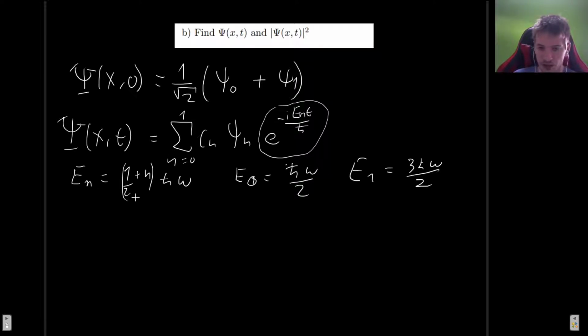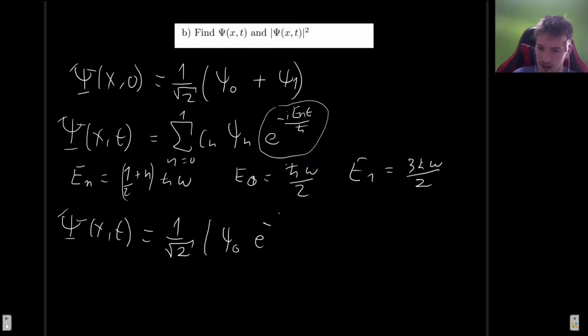Okay, so there's that. Now we can just put all of this into our psi right here. Psi of x comma t, now we are incorporating this time dependence. It's going to be 1 divided by the square root of 2 times psi0 e to the minus i, and now comes this energy, and the h bar here will cancel out the h bar in the denominator, so we get minus i omega t divided by 2, and in the second one, we have plus psi1 e to the minus i. So there's a 3 now. So minus 3i, the h bar here will cancel out the one in the denominator, omega t divided by 2.